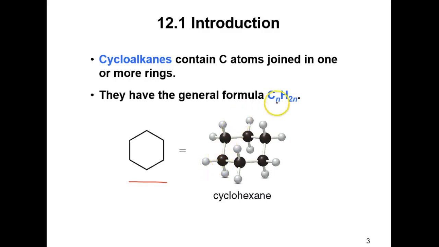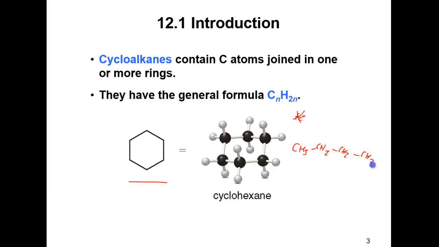Cycloalkanes have the general formula CnH2n. So notice the +2 is missing. The reason is that as soon as you form a ring, you lose 2 hydrogens. Here, I'll show you. Let's say we have CH3, CH2, CH2, CH2. I'm sorry, CH3. Whoa, that's a weird looking 3.